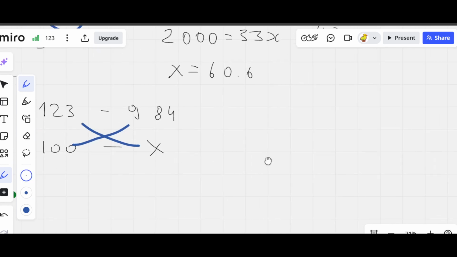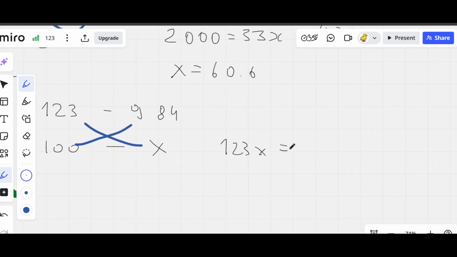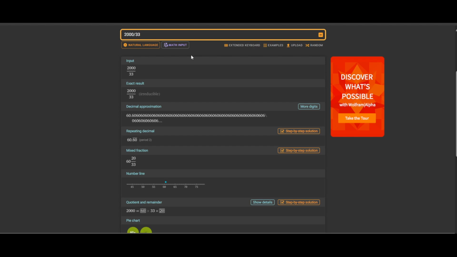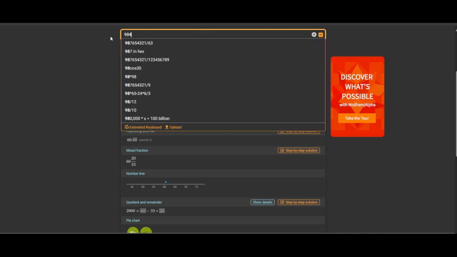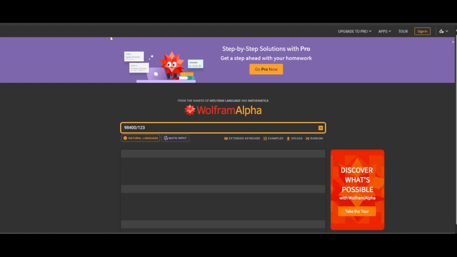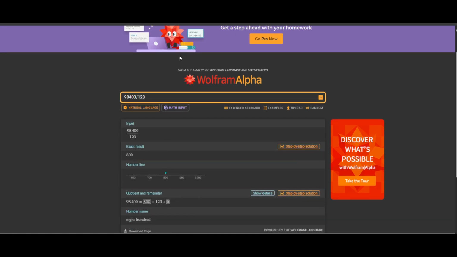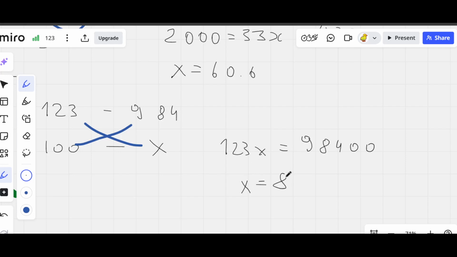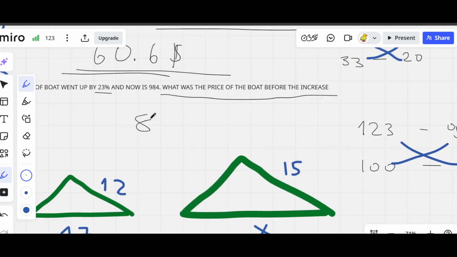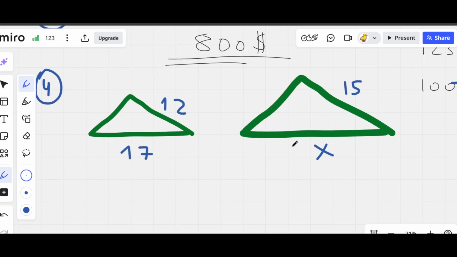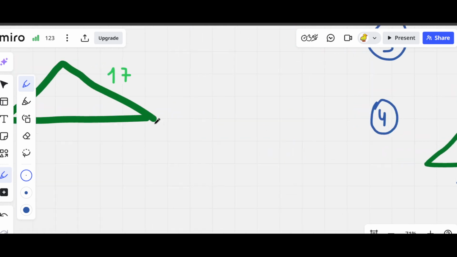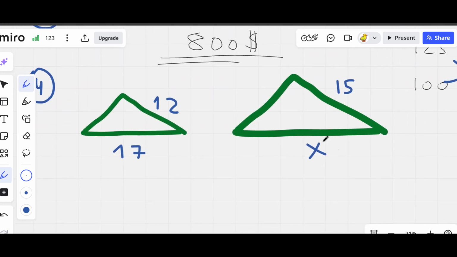And we do it the standard way. So 123x equals 984, and we add 2 zeros because we multiply by 100. So we get 98400 divided by 123, and we get an answer which is 800. So x is 800. So that was the price of the boat before the increase. All right, and the last question here with the triangles. So those triangles are similar. I didn't mention that before, but those triangles are similar. They're the same, one is just bigger than the other, and we need to find x.